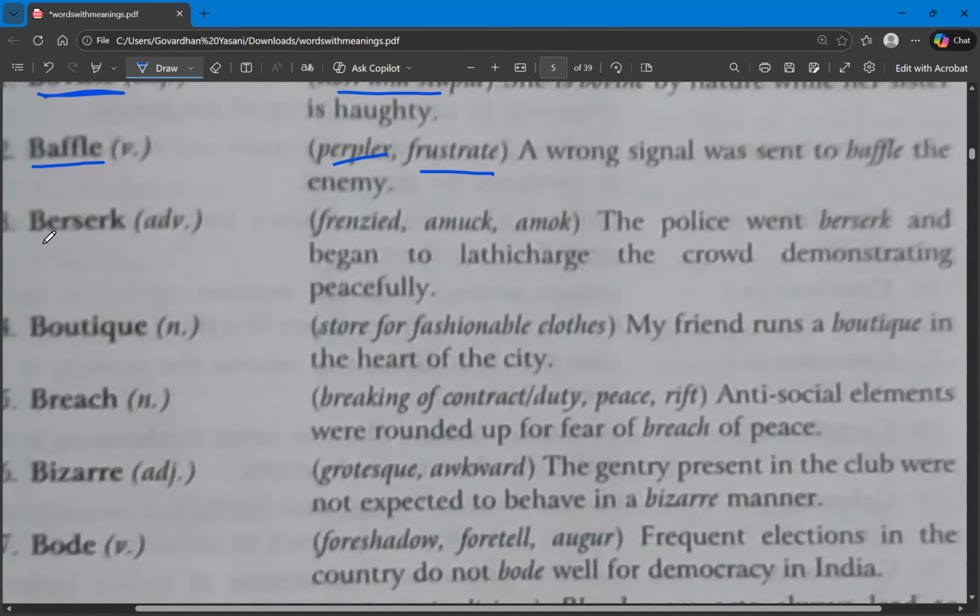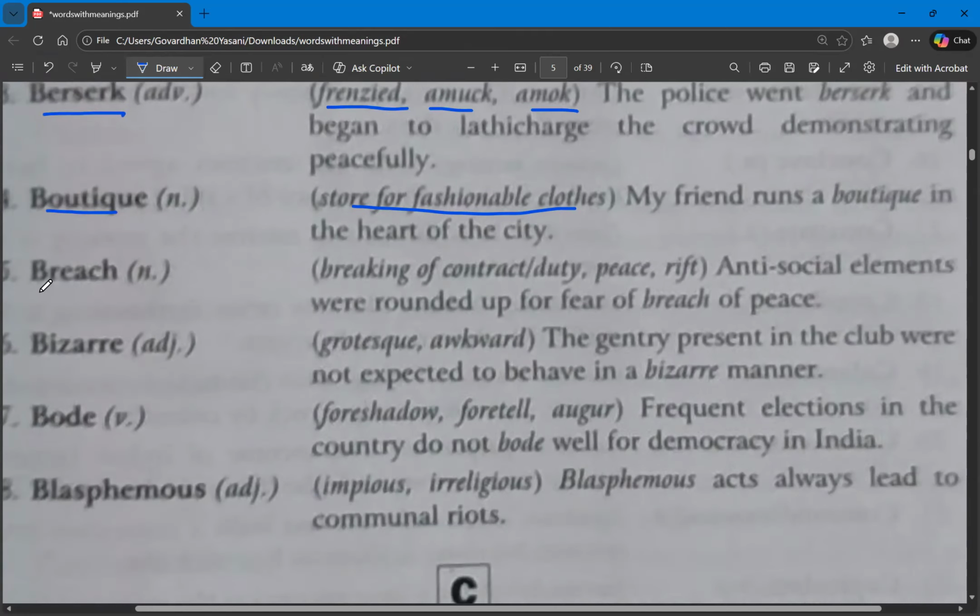The next word, berserk. Berserk means, for example, the police went berserk and began to act, it's like a moment of tension or hurriness. So berserk means frenzied, amok. What are the synonyms for berserk? Frenzied, amok. The next one is boutique. Boutique means a store for fashionable clothes. So what does boutique mean? Store for fashionable clothes.